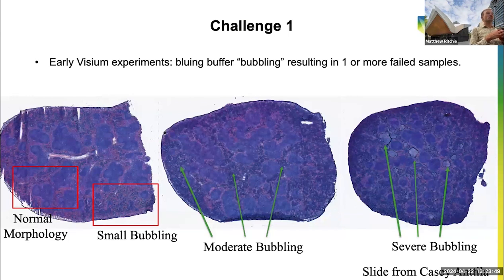So this first challenge here shows early experiments which used Visium technology, where if you look really carefully, there's bubbles of varying sizes, really tiny bubbles on the left, medium-sized bubbles in the middle, and really large bubbles on the right, which apparently is a bluing buffer bubbling problem, which doesn't really mean a whole lot to me. But if you get that wrong, you get bubbles of varying sizes, which are not going to help you read back the different regions of the spleen, because you have these weird bubbles instead. So this was something that could be resolved through working with the technical support people from Visium, which is great.